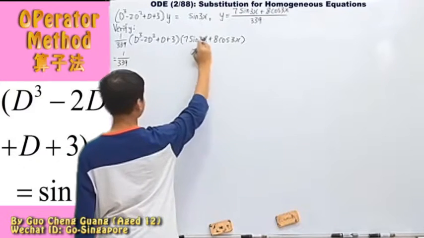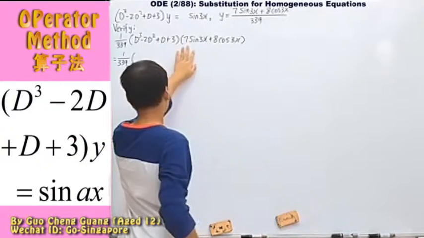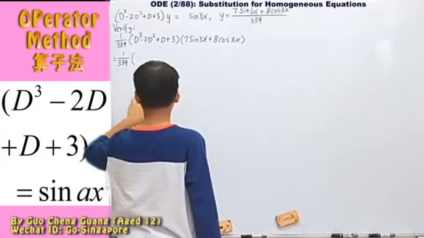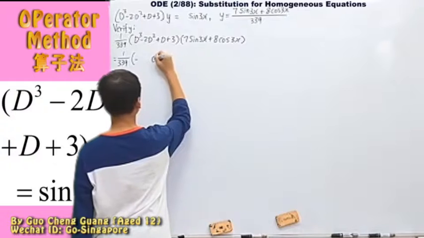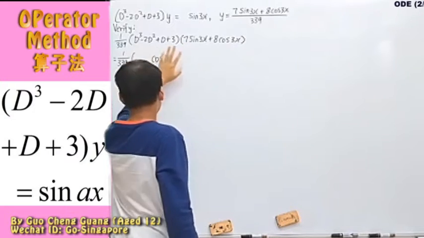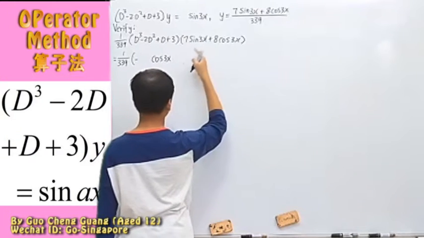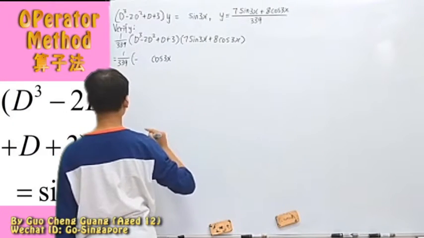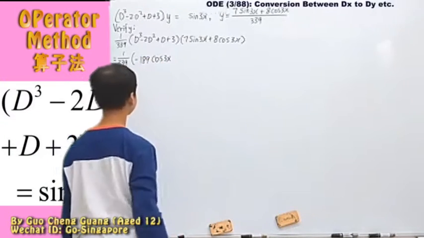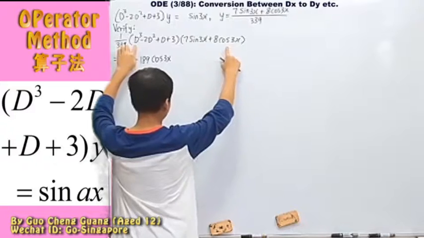D cubed, then for this first part, let's just take a look. Sine, you differentiate 3 times. Sine, you get cosine, then negative sine, then negative cosine. So negative cosine 3x. Then you have 7 times 3 to the power of 3, since you differentiate 3 times, so there will be 3 of the 3's coming out. So 7 times 27 will be 189. Then afterwards, you have D cubed on 8 cosine 3x.